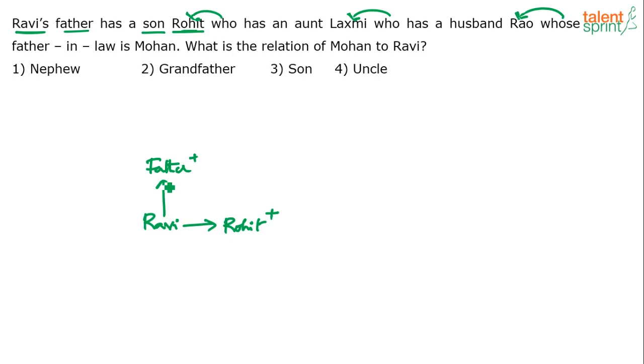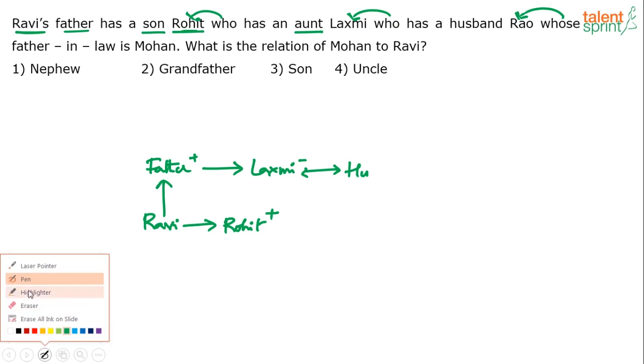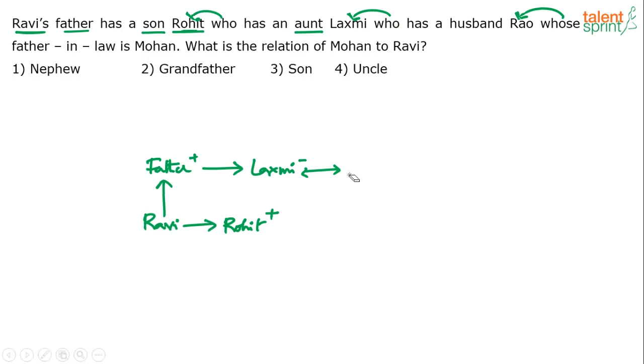What do you mean by paternal aunt? Your father's sister. So basically Rohit's father's sister is Lakshmi, right? And female because it is aunt. Okay, so Rohit's father's sister is Lakshmi. Who has a husband Rao? Who here refers to Lakshmi. Lakshmi's husband. Remember that husband and wife relationship is shown using a double-headed arrow, right? So this is the double-headed arrow. And husband's name is what? Rao. Lakshmi's husband name is Rao, right?